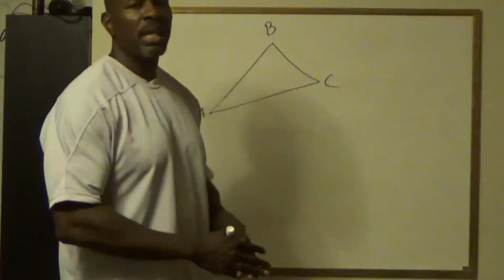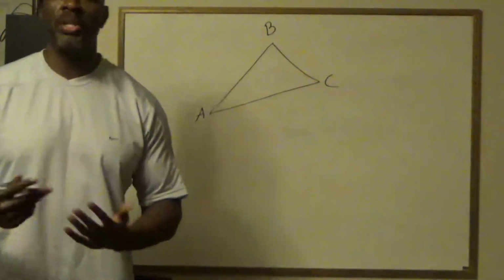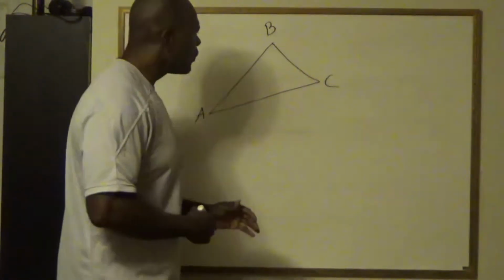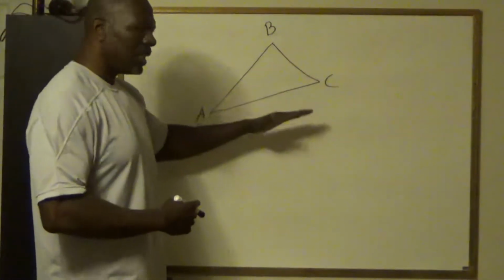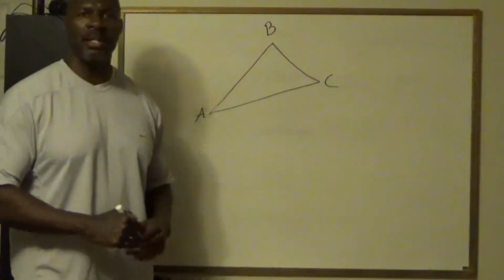Now the law of cosines is probably going to deal with cosine of some angle. Cosine is a trigonometric ratio that deals with a right triangle. So even though this is an oblique triangle, I'm probably going to have to construct a right triangle to do what I need to do.